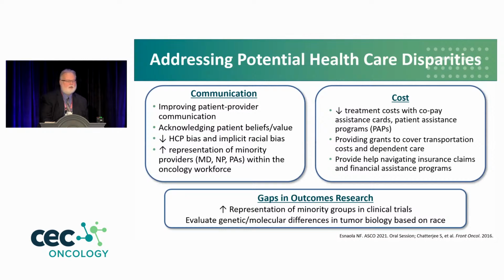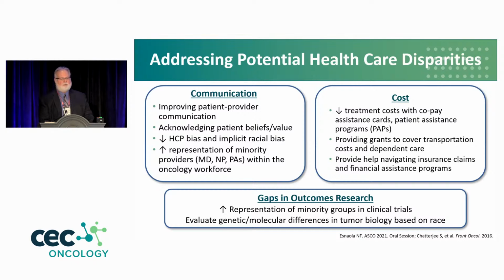So as we go, communication is going to be important, improving all of the communications between patients. This says provider-patient, but it's probably going to be all disciplines and patients, and acknowledging the patient's beliefs and making sure that we don't have our own implicit biases involved, and that we increase the representation of minority groups in providers, so the providers can talk to similar minority populations, also in clinical trials, so we can explain to the patient that's sitting up front of us what is happening to similar people who look like them in the clinical trials.